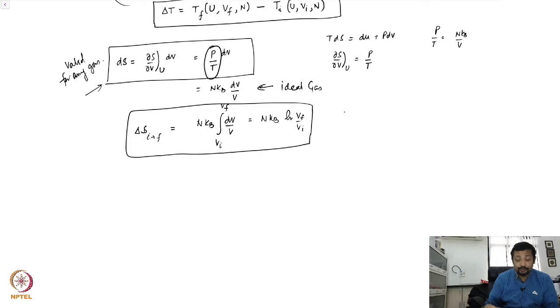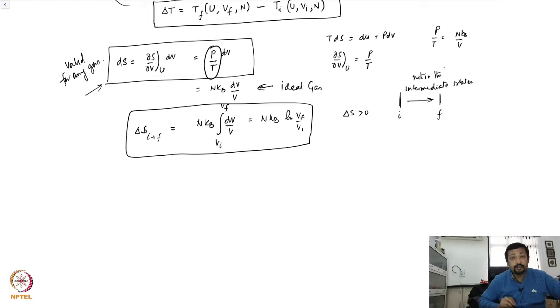Now this tells you that delta S is positive, so that there is a change in entropy. And the reason this happens is because this is an irreversible process. Your entropy is only defined in the initial and the final states, not in the intermediate states. So you get an irreversible process where the initial and the final states are equilibrium states, but not the intermediate states, and therefore you cannot define an entropy.